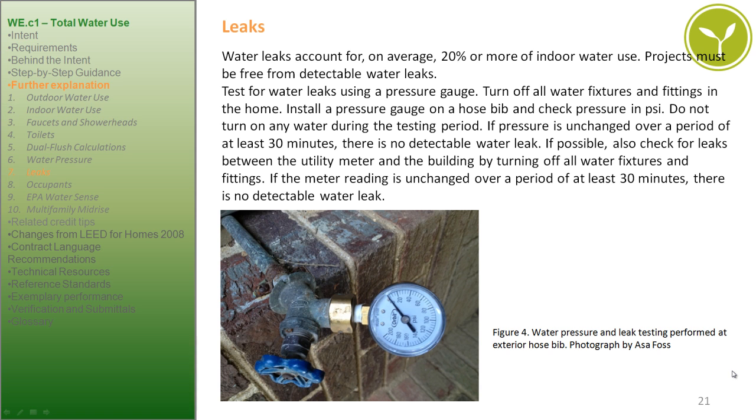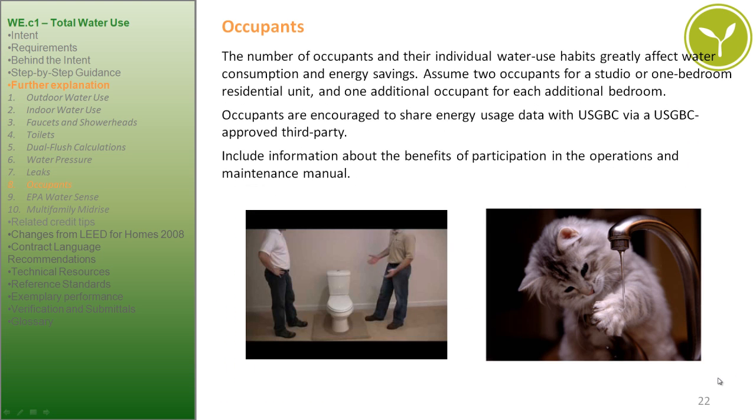If possible, also check for leaks between the utility meter and the building by turning off all water fixtures and fittings. If the meter reading is unchanged over a period of at least 30 minutes, there is no detectable water leak. Figure 4. Water pressure and leak testing performed at exterior hose bib. Photograph by Asa Foss.